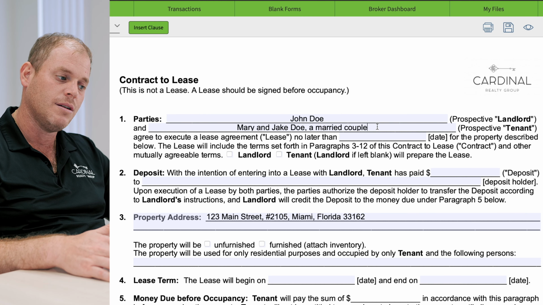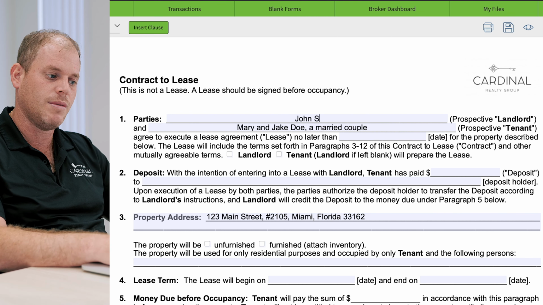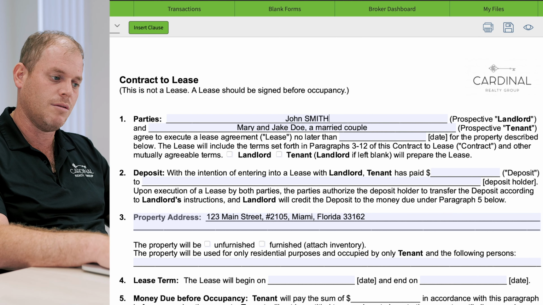Oh, you know what? I made a mistake. Our landlord is going to be John Smith, just to make things a little bit easier and less confusing. And our tenant is going to be Mary Doe and Jake Doe, a married couple. Okay? And we went over that in the other contract. If you're working with a married couple, you would like to put their names and then put comma, a married couple. It's less important when doing a lease, but it's still important nonetheless, and you want to make sure you have it there.